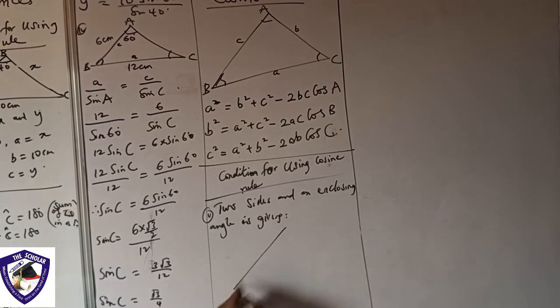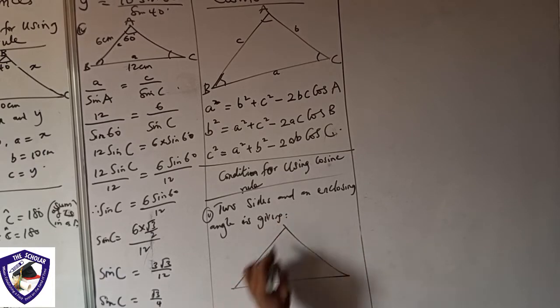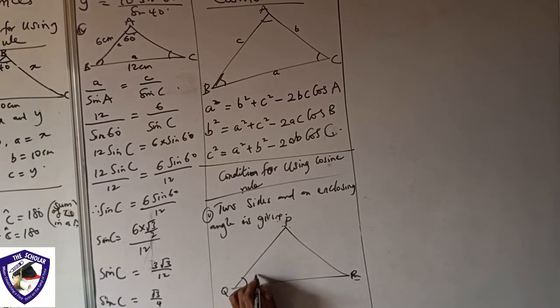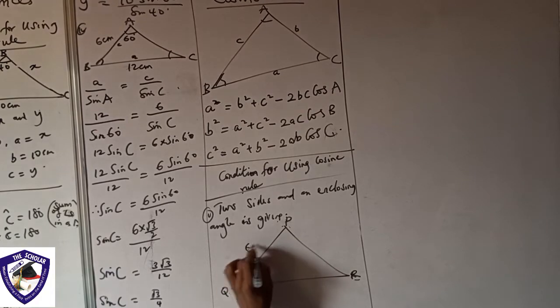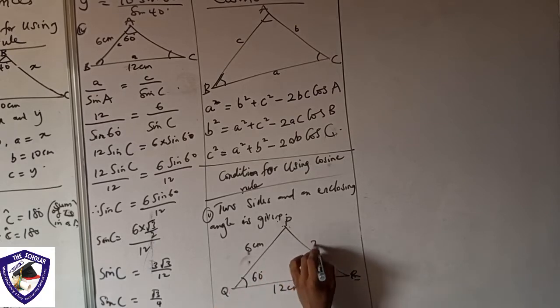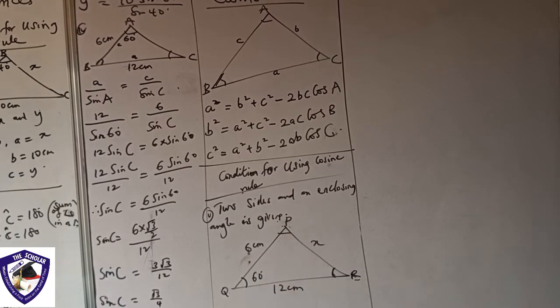So let's look at a diagram. Let's say you have a diagram of this nature, ABC, or let's even take it to PQR. This angle, let's say this is 60 degrees. This is 6 centimeters. This is 12 centimeters. And you have to find X, find angle P, and find angle Q, R.